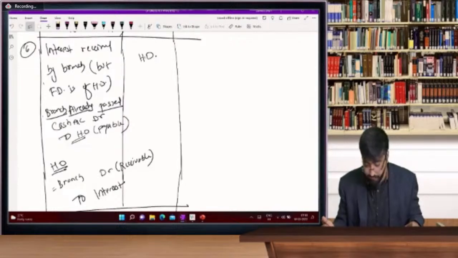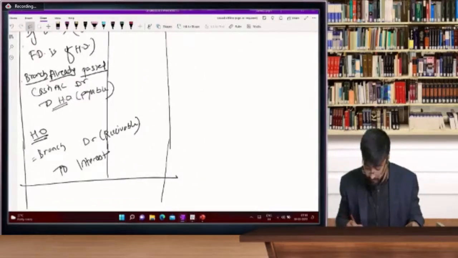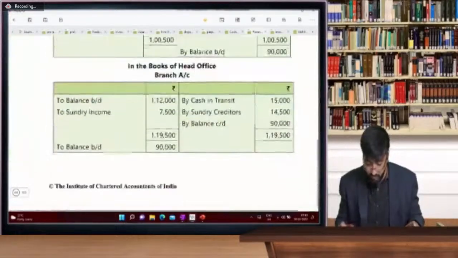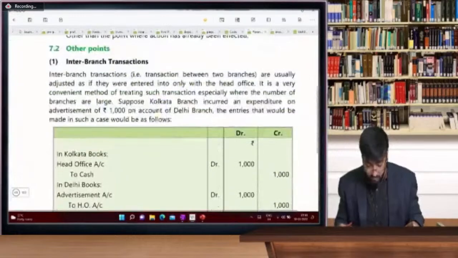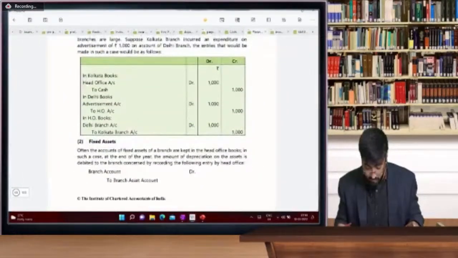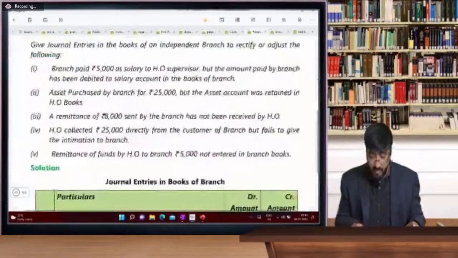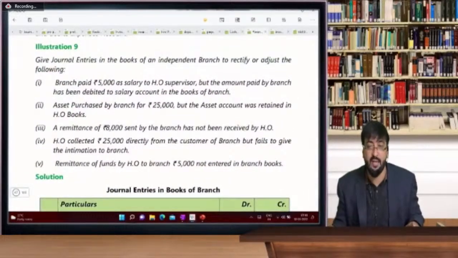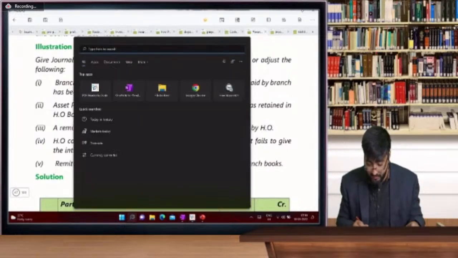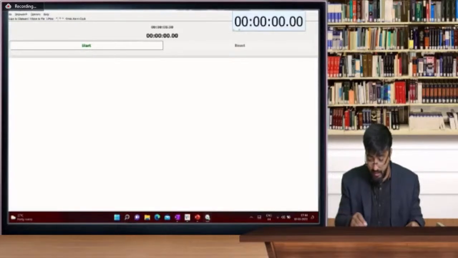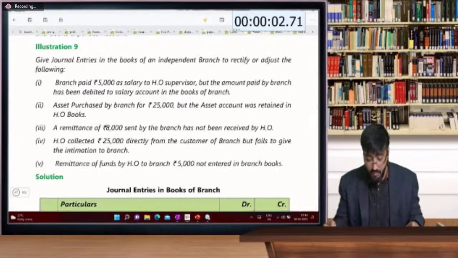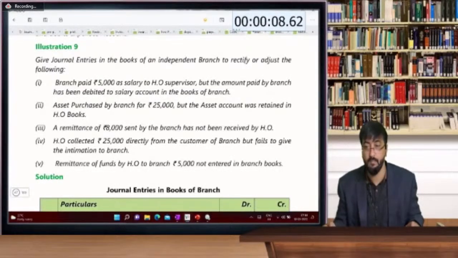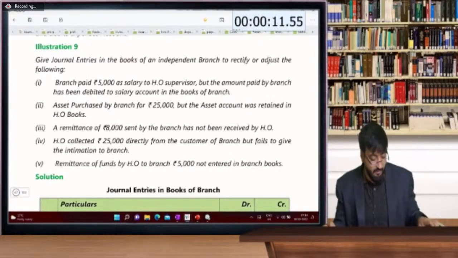Yes, 6 नंबर हो गया. Now solve this 9 number entry. I am giving you exactly 5 minutes. You have to tell me the answer. Illustration 9. RICO entries, fast. RICO entries, yes, tell me fast.